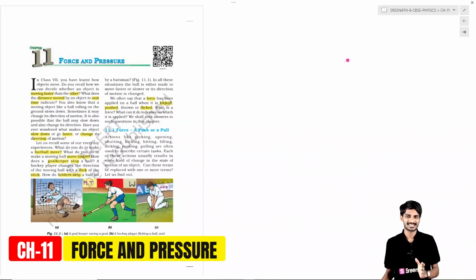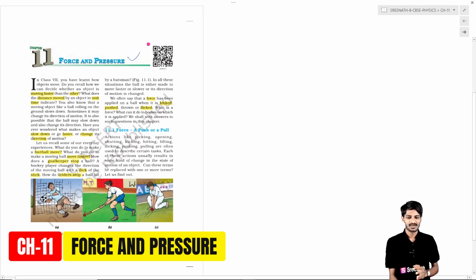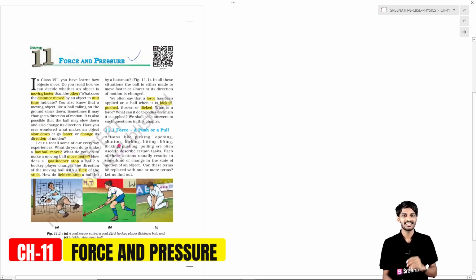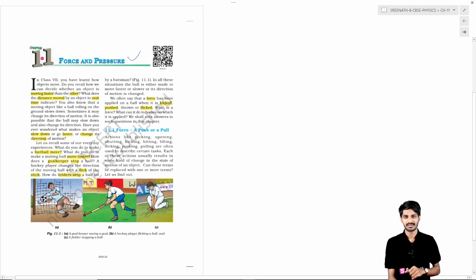Today we are going to discuss a chapter. The chapter name is Force and Pressure from the CBSE 8th Standard Science subject, Chapter 11. We are discussing Chapter 11, that is nothing but Force and Pressure.